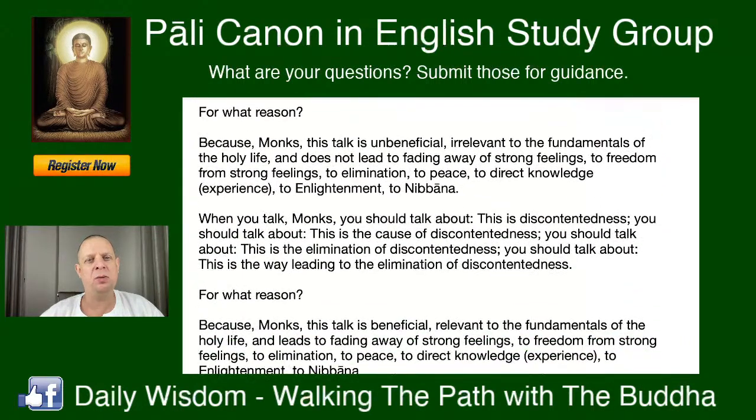And now he's explaining the reason why, because they don't lead to enlightenment. And he's encouraging his ordained practitioners to talk about the Four Noble Truths. That's what he's saying here when he says that, you know, when you talk, monks, you should talk about discontentedness. The Four Noble Truths is what leads to establishing right view and having that breakthrough.